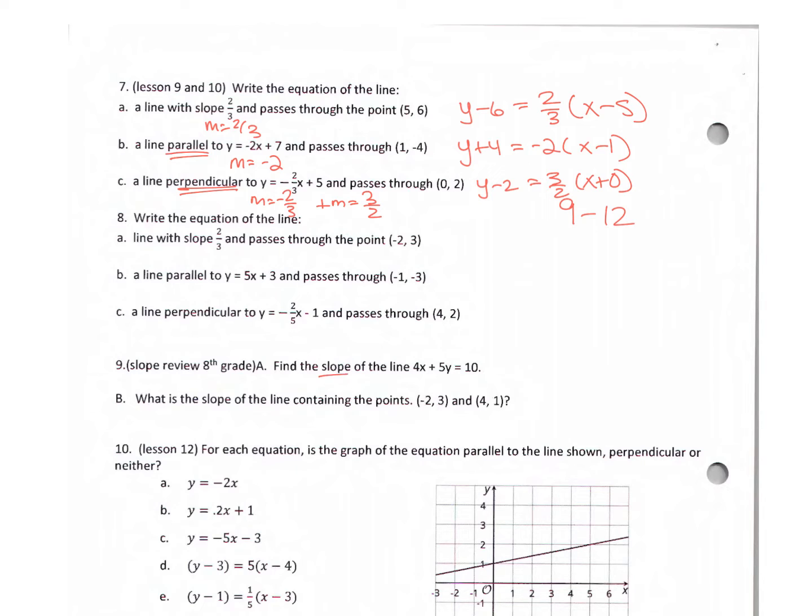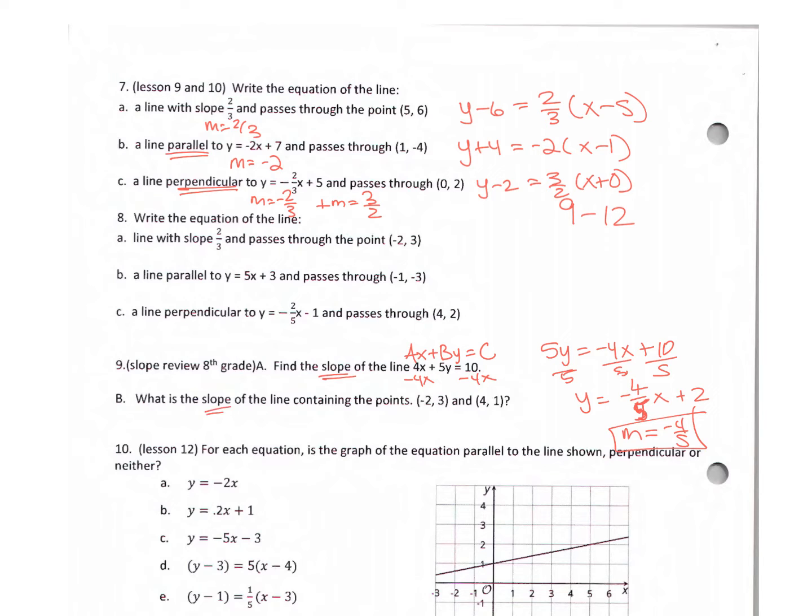Number 9, I want to find the slope, and I notice that this is in standard form, ax plus by equals c, so I need to solve that for y. So I'm going to start by subtracting 4x over. I get 5y equals negative 4x plus 10. I'm going to divide everything by 5 to get the y by itself. So then I get y equals negative 4/5 x plus 2. Oh, sorry, that's negative 4/5. I'm not sure why I wrote that. So it looks to me like the slope of this line will be negative 4/5.